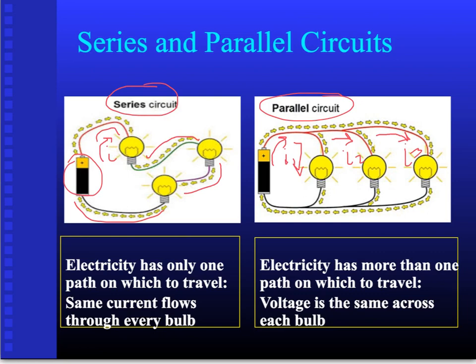So in a series circuit, there's only one path for the current through all of the different loads. In a parallel circuit, each load is connected separately to the battery, so that each load has a different current going through it.